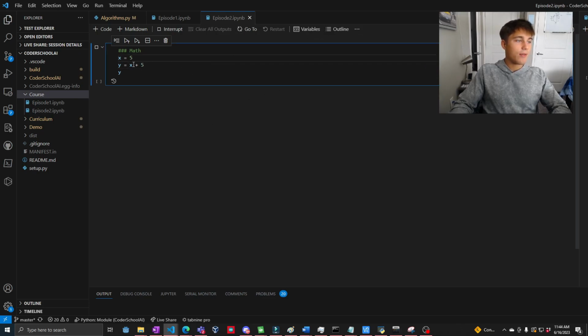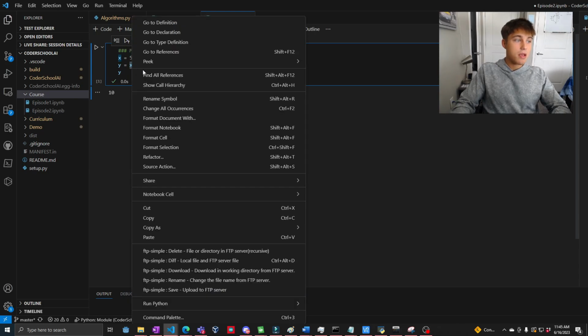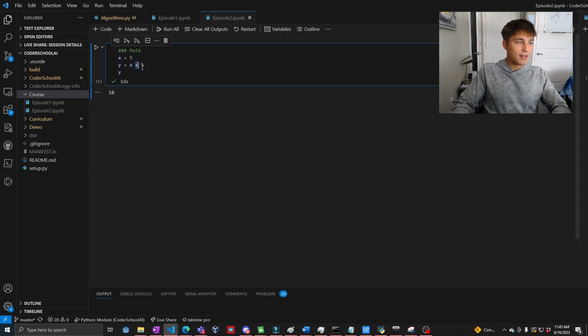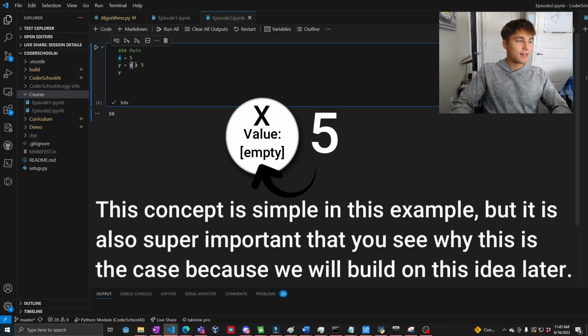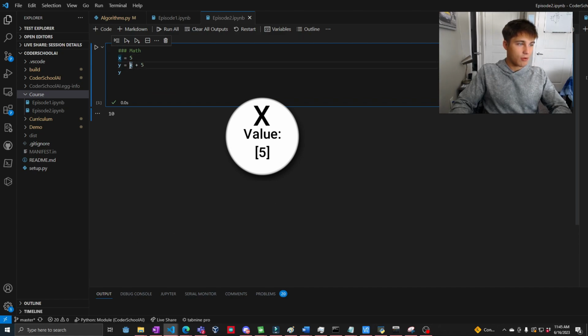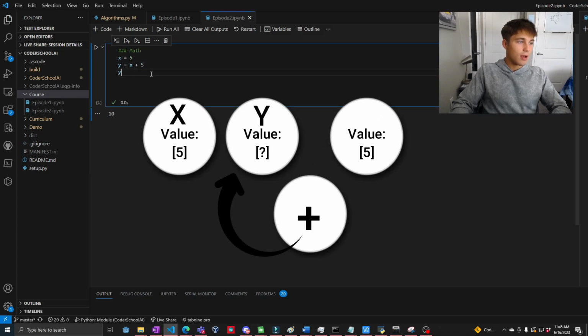If I have 5, that 5 is going to replace this x when the program sees x, and then it's going to add it to 5, right? I'm reiterating that a little too hard, but the important part is that you could see that we have x being set to the value of 5, that x is then going to get replaced with the value of 5 when the program runs this line, and then y is going to be set to the value of 5 plus 5, which is just 10.